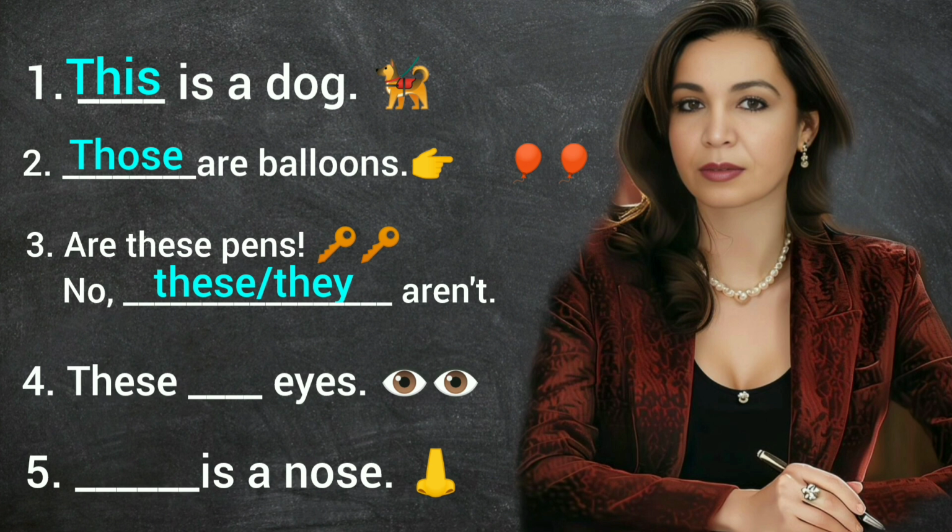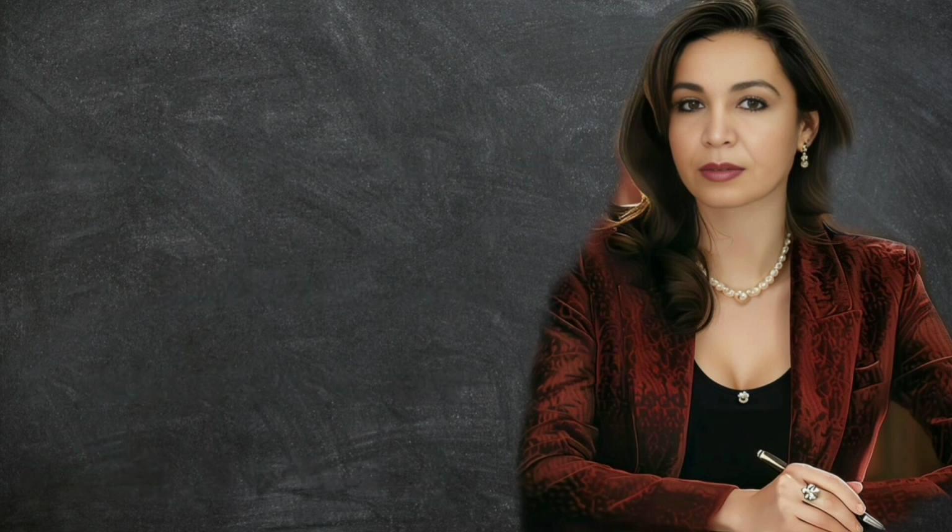The next one, these dash eyes. We need a be verb. Okay. Now eyes are more than one. It's a plural. So we have to write these are eyes. The last one is a nose. One nose. And we can touch our nose because it is very near to us. So the answer will be this is a nose. Let us move to the next part.